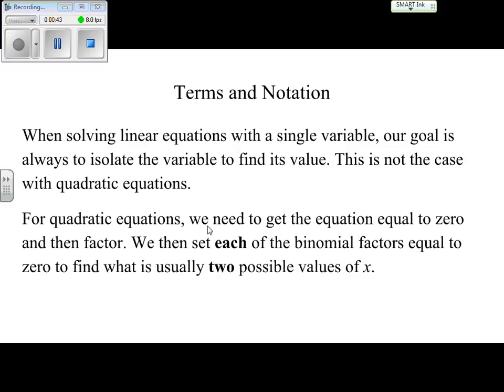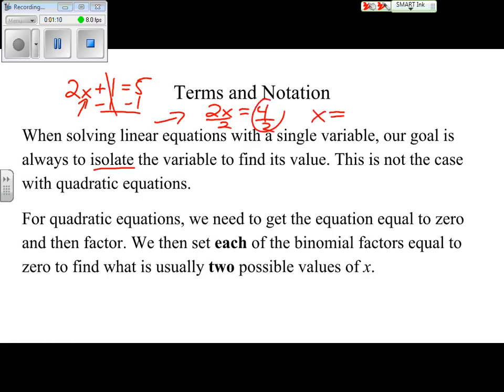When solving linear equations, and by linear equations, I'm talking about like freshman algebra problems, 2x plus 1 equals 5, an example like that, generally a single variable. Our goal is always to isolate the variable. That means get it by itself. So get the variable alone. So for example, we could subtract 1 from both sides here, move my work over here. I have 2x then equals 4, divide by 2, and now I just have x equals 2. So we're getting the variable alone to find its value.